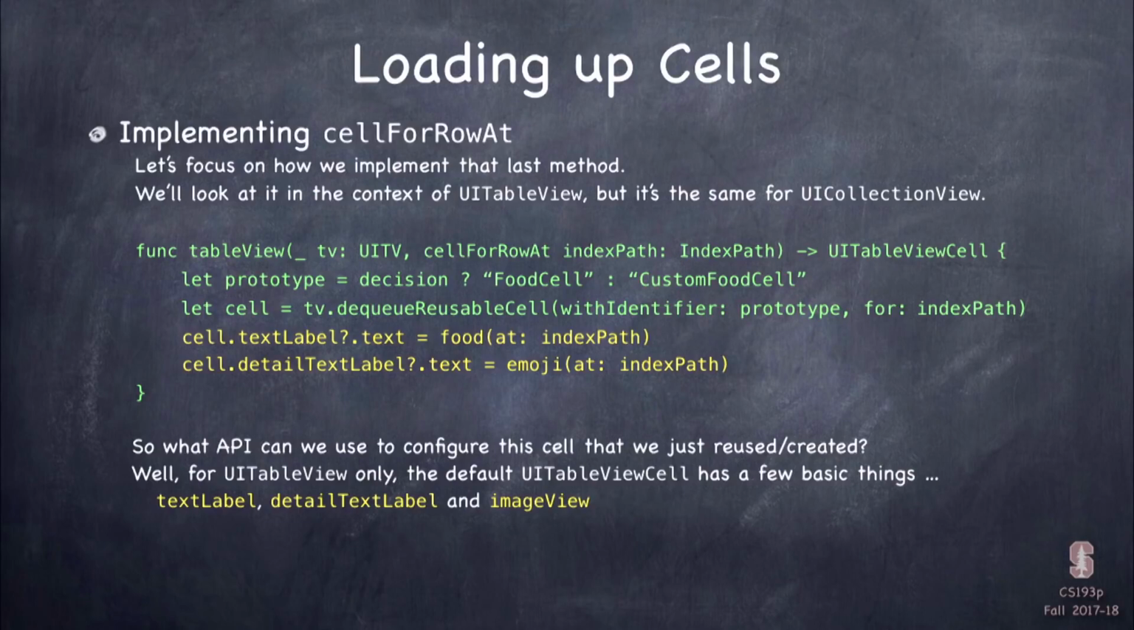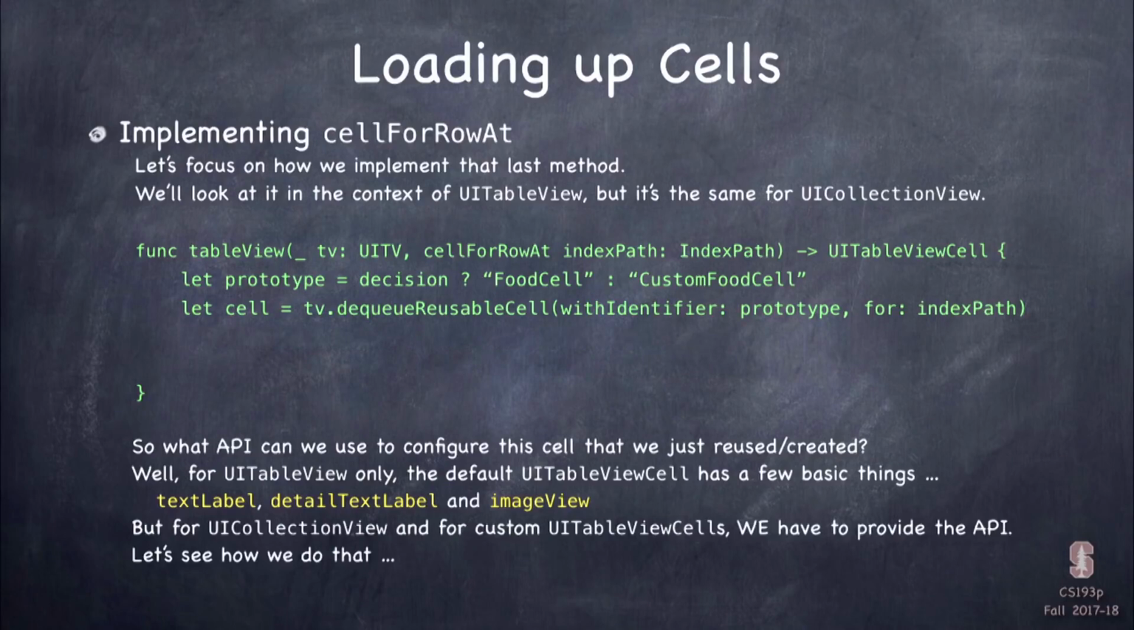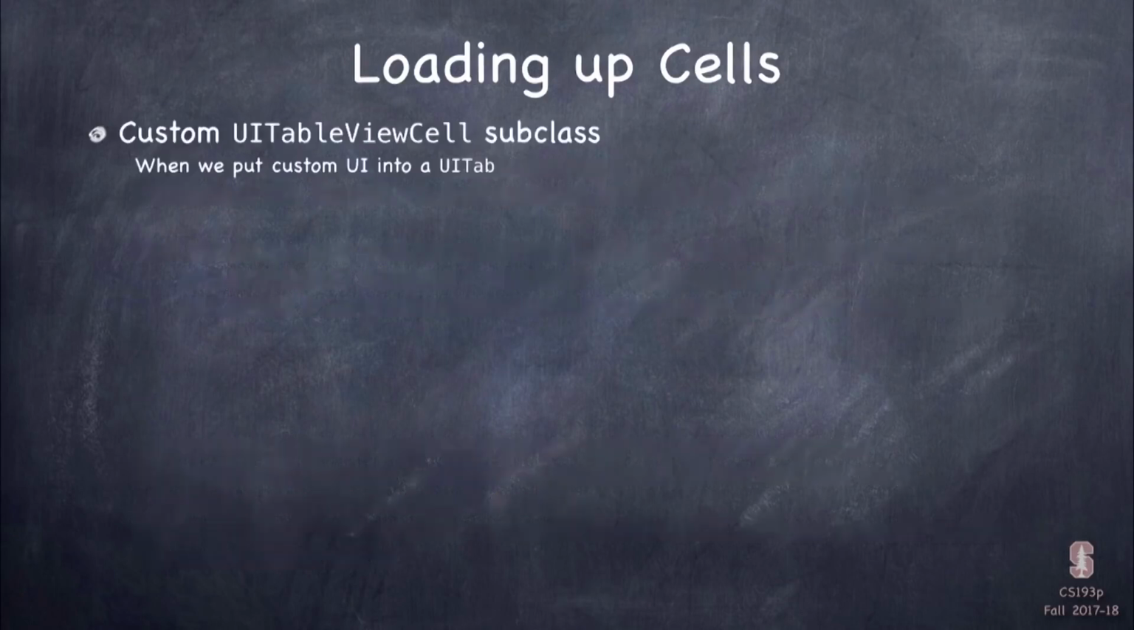So if that's good enough for you, then you can just use those outlets and you're good to go. A UI table view cell is just a view. It happens to have outlets. It's a view with outlets, and we're going to talk about that in a second because we've never seen views with outlets. Only controllers have had outlets up till now. But if that's not good enough and you need something complicated like that detail Apple cell we had right there, then you're going to have to make a custom subclass of UI table view cell. Okay, and let's see why and how we do that.